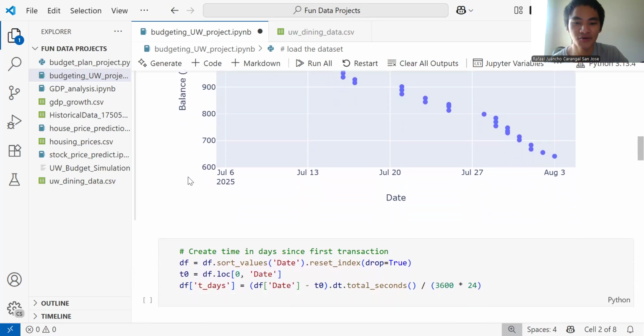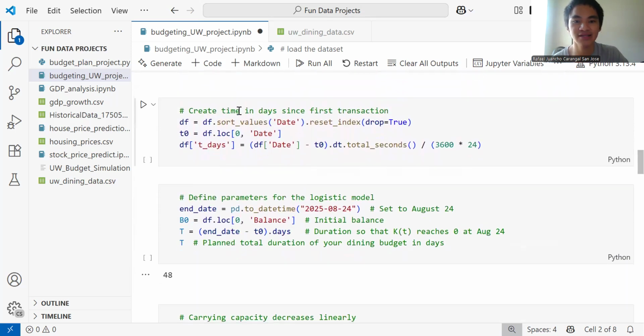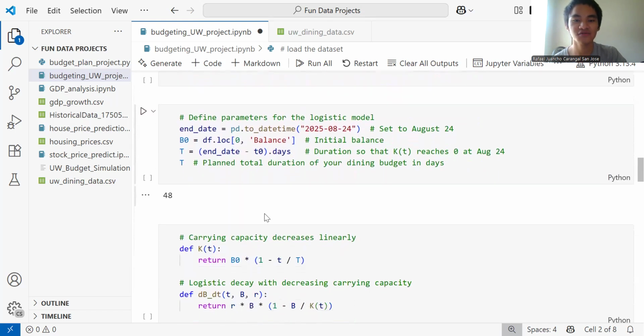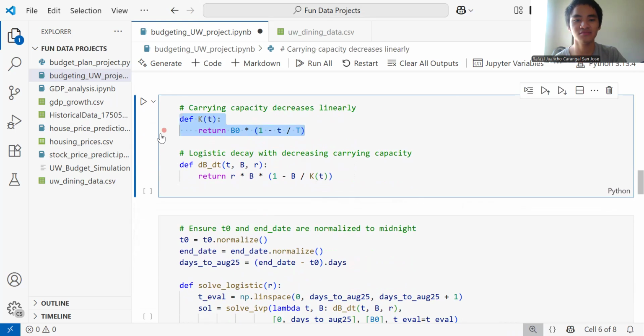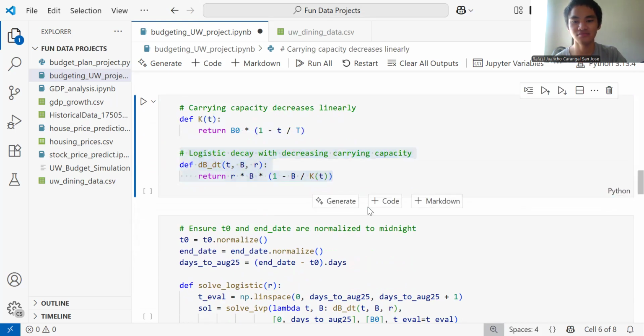Then here I created the time and days since the first transaction, and defined parameters for the model. And then here's where I define the model. So here's my KFT. Here's the logistic decay. I'm going to screenshot this and then show it here.